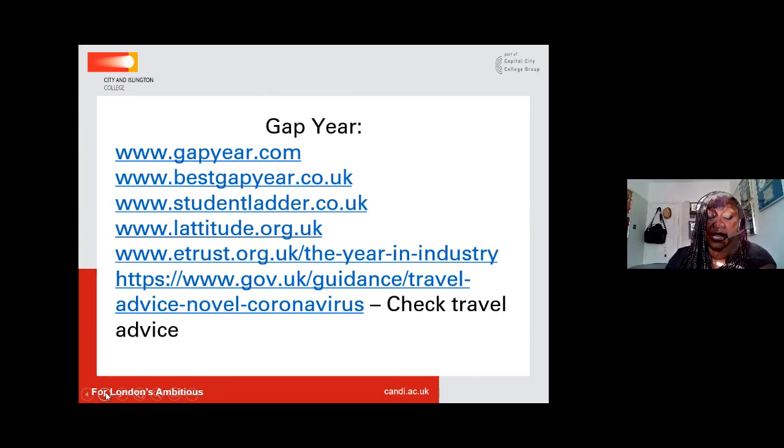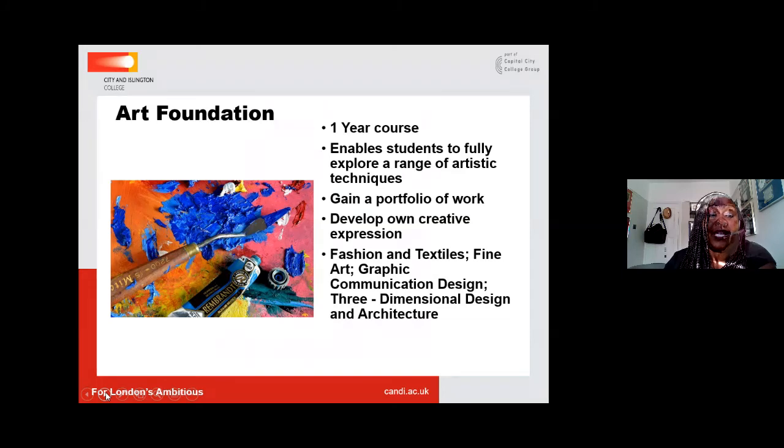Really important. Okay, another possibility for many students is exploring the Art Foundation pathway for creative people that maybe want to hone in on particular specialist skills. They may want to explore fashion pathways, textiles, fine art, or graphic communication, or three-dimensional design, or architecture. And it gives those students the opportunity to develop and build a portfolio of work.